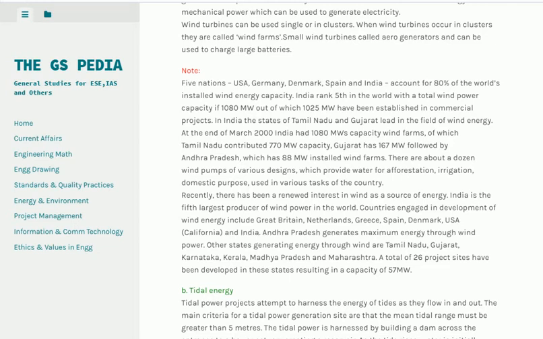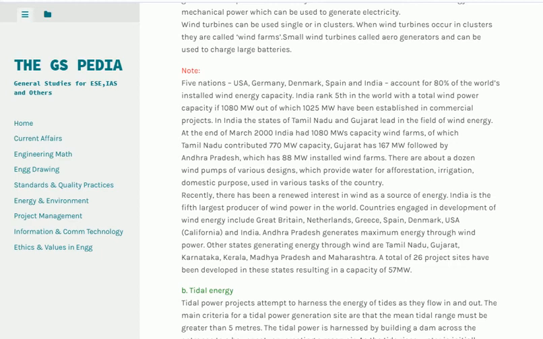India ranked 5th in the world with a total wind power capacity of 1,080 MW, out of which 1,025 MW have been established in commercial projects. In India, the states of Tamil Nadu and Gujarat lead in the field of wind energy. At the end of March 2000, India had 1,080 MW capacity wind farms, of which Tamil Nadu contributed 770 MW capacity. Gujarat has 167 MW, followed by Andhra Pradesh, which has 88 MW installed wind farms.